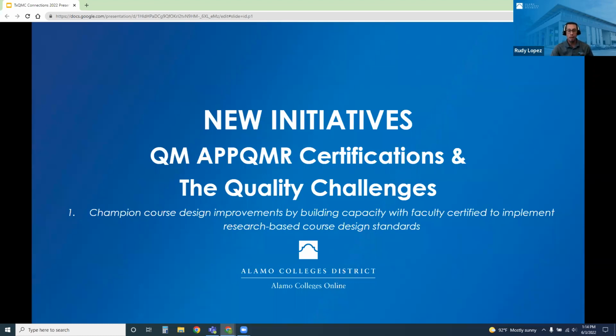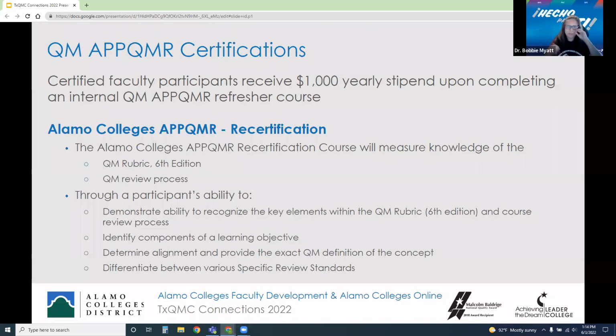So Bobby and I are going to talk about a couple of the big rocks. These are 2 of our big initiatives that we began: the QM APPQMR internal certification or recertification, and the Quality Matters challenges. Okay, and I'm going to speak first about the QM APPQMR certification.